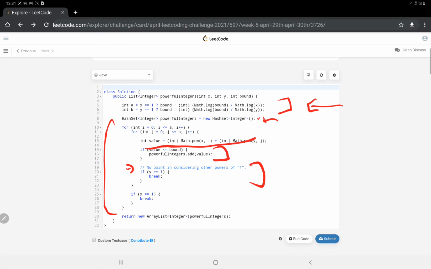And x can also be 1, or both can be 1 and 1, so we have tried for x also. If x is 1, then we are going to break. I hope this code is clear. And at the end we have returned this by making it an array list, which is the return type. So we have converted a hash set into an array list. That's not a big deal. I hope the approach is clear, and the code is clear as well.